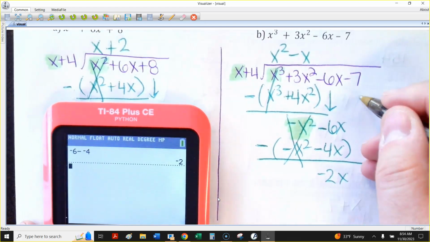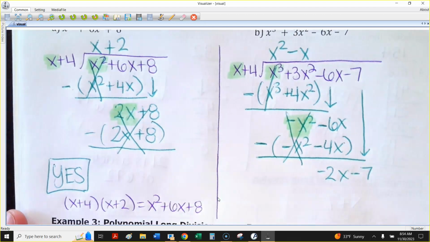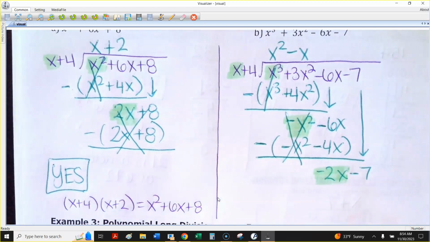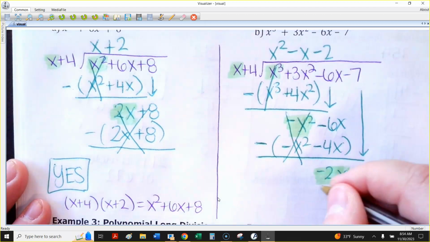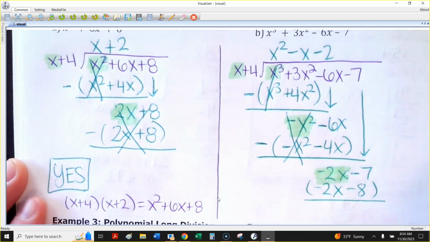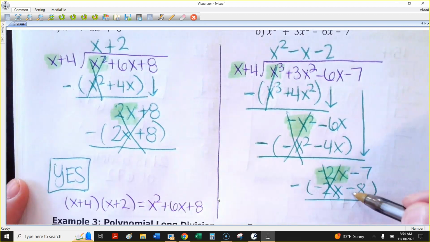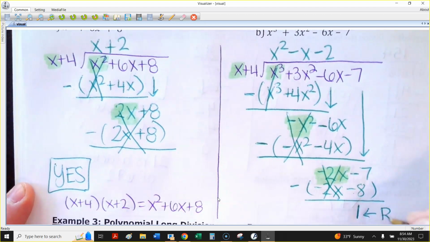And then I would bring down the one more term here, which is that negative 7. Okay, just looking at the first term there, what would you multiply x by to turn it into negative 2x? Negative 2. All right. Now, negative 2 times x is negative 2x. Negative 2 times 4 is negative 8. Now, I subtract here. These go. This is really negative 7 minus a negative 8, so negative 7 plus 8. So this is 1. X does not go into 1. That would be my remainder.